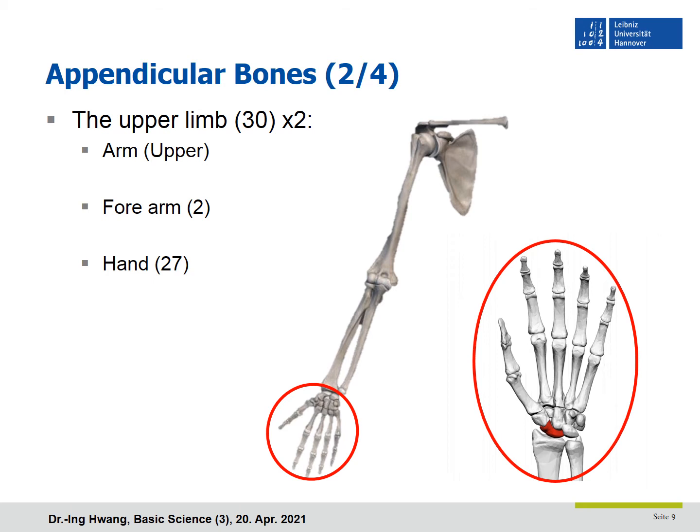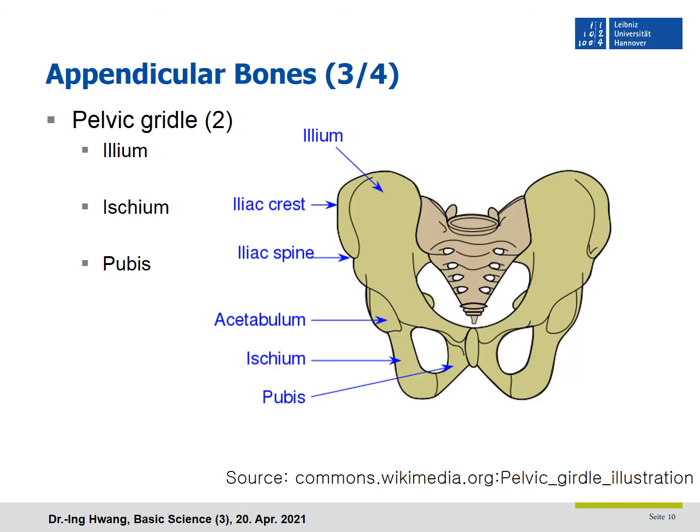We can see here the pelvic girdle, which is known as the hip. We will call it the pelvis in this course. It consists of 2 bones on the left and right side. One bone is divided into 3 parts: ilium, ischium, and pubis.